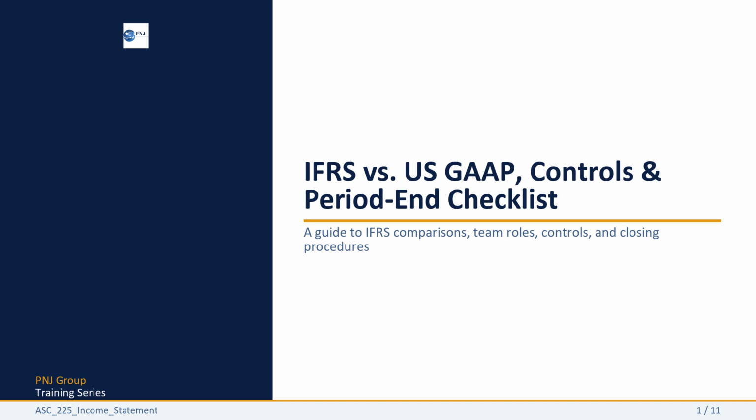Welcome to Section 9, the final content section of the ASC 225 Income Statement Training for PNJ Group. In this section, we bring together three essential topics: how IFRS and US GAAP differ on income statement presentation, the internal controls your team must operate at every period close, and the 19-item checklist that keeps your period-end process complete and defensible. Let's get started.